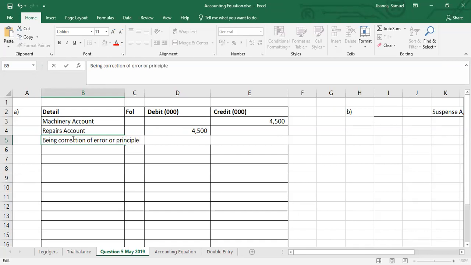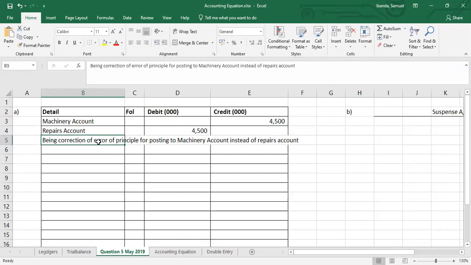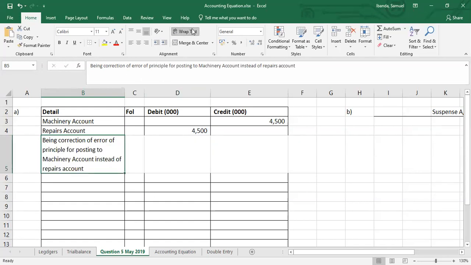In case you've not understood the type of error, don't record it there. Being correction of error of principle for posting to machinery account instead of repairs account. So that is just, yeah, that could be a narration.